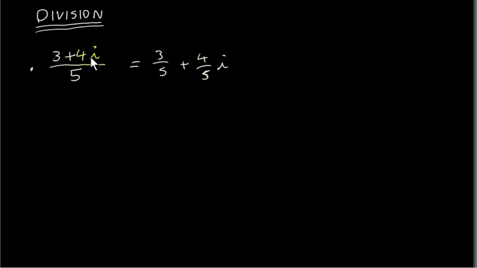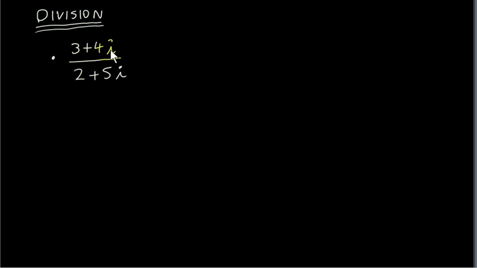So we've taken two complex numbers, 3 plus 4i and 5 plus 0i, and written them as a single complex number, whose real part is 3/5 and whose imaginary part is 4/5. Now that was easy because we just had a real number in the denominator. We can just break it down into two parts like this. Now suppose we have the complex number 3 plus 4i divided by the complex number 2 plus 5i. How do we make sense of something like this?